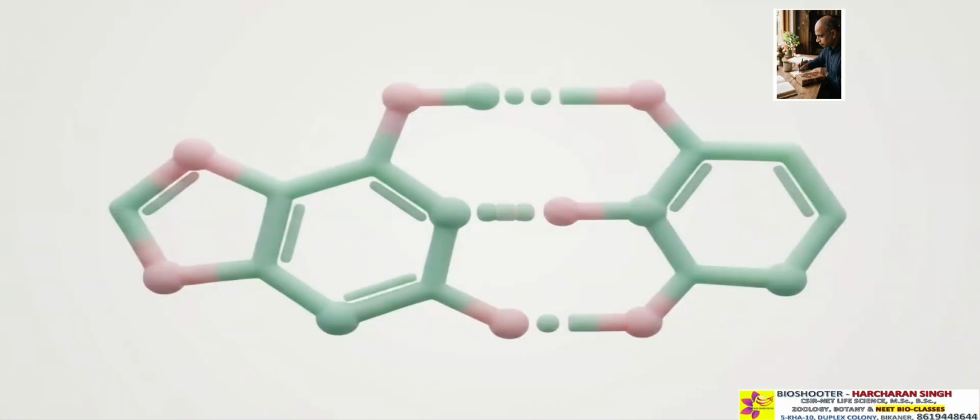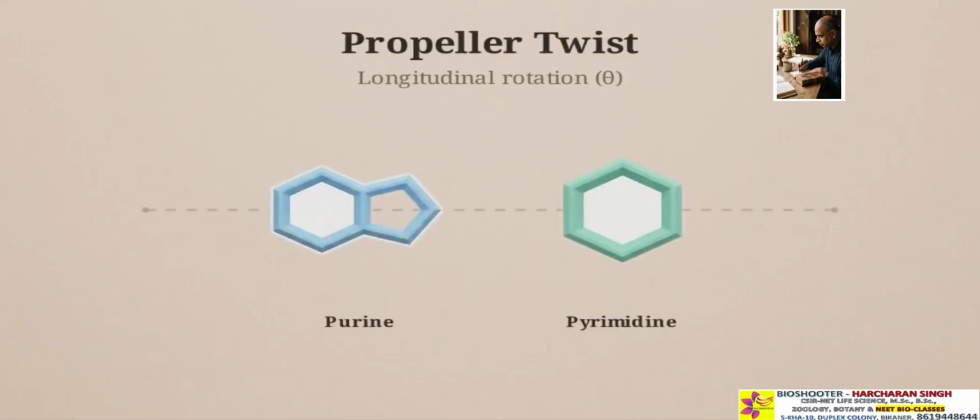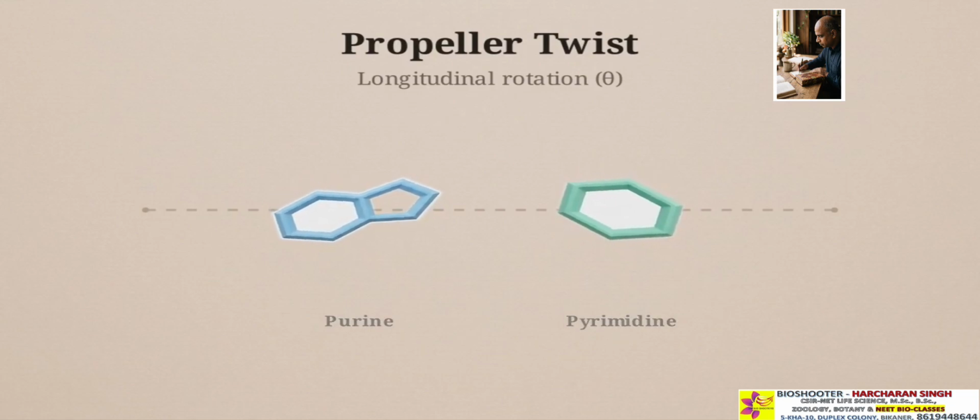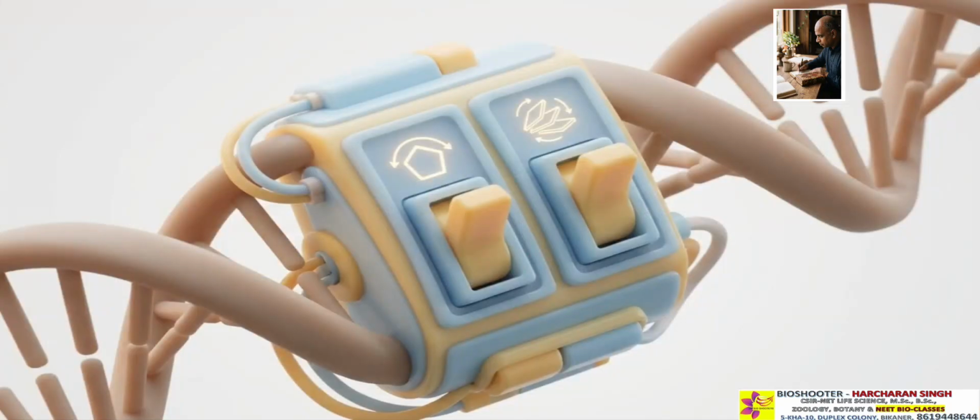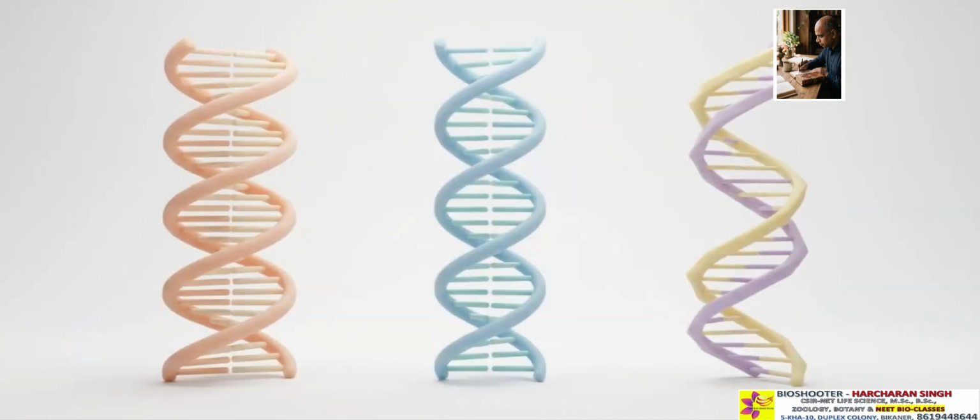The second variable is propeller twist. Paired bases do not sit perfectly flat like the rungs of a ladder. They rotate on their longitudinal axis relative to one another. These microatomic shifts, the sugar pucker and the propeller twist, act as the physical switches that cause the entire DNA polymer to bend and morph into distinct helical forms.